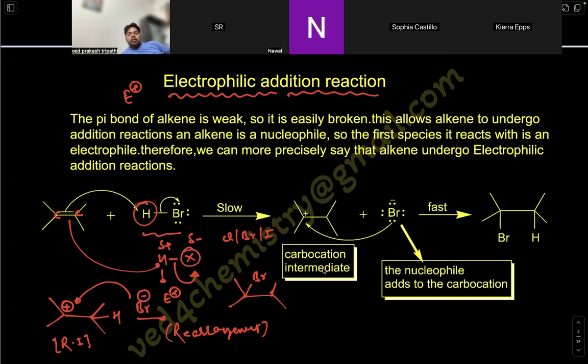Make sense about the electrophilic addition reaction? So two things in electrophilic addition. First, generation of carbocation, and second, the nucleophile attacks over the carbocation. Make sense? Please tell me, everyone. You can write down in the chat box. Does it make sense? Okay.